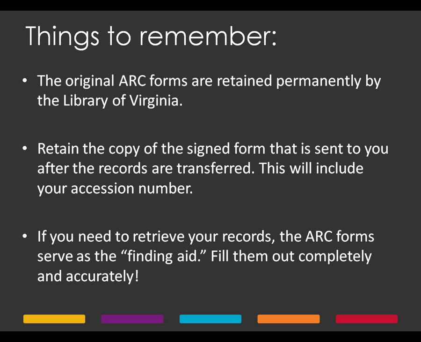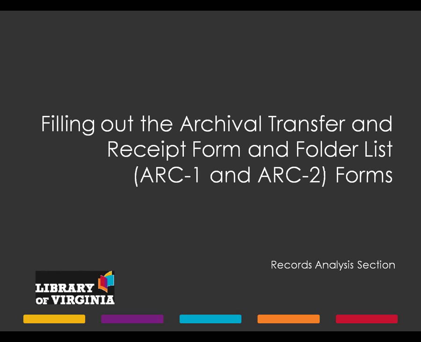The returned form will contain the assigned accession number, which will allow you to easily identify the material when contacting the library. The ARC forms serve as the finding aid for your records in the event that you should ever need to retrieve something. It is important that the forms are filled out properly. This concludes our tutorial on the ARC1 and ARC2 forms used for the transfer of archival records to the Library of Virginia. If you have questions about this process, please contact your assigned records analyst.